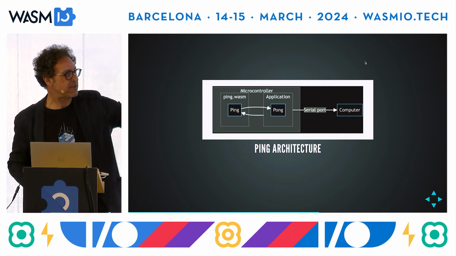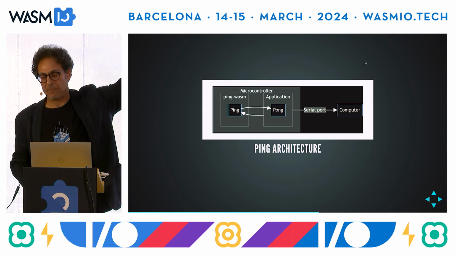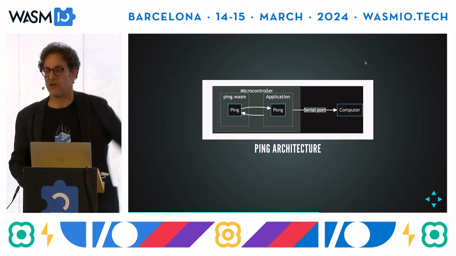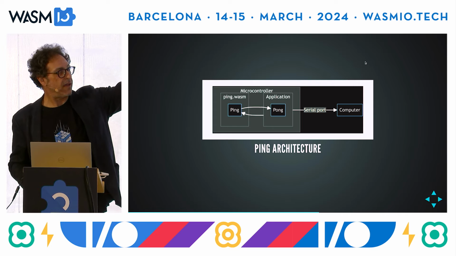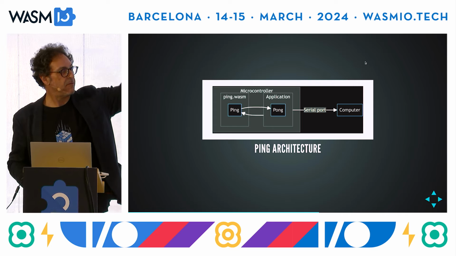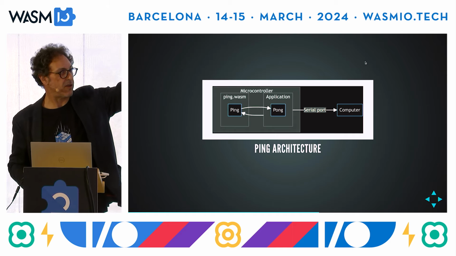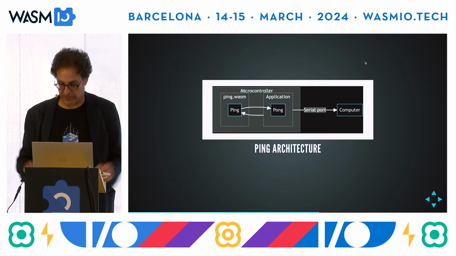It's called ping.wasm. It exports one function called ping. Then our application, which is running on the host, also exports a module function called pong. So when the host calls ping, ping is going to call pong. So ping calls pong, and then the results of this go out the serial port. That way we can actually see what's going on.